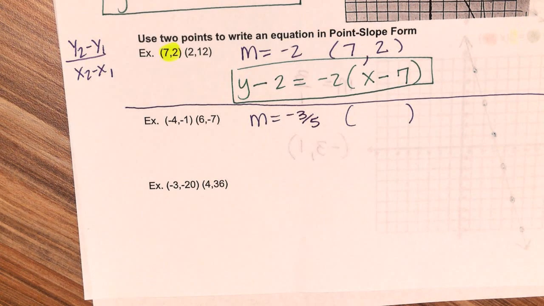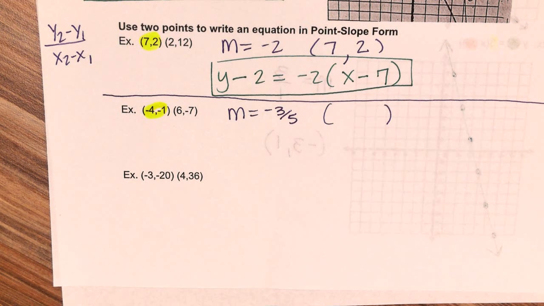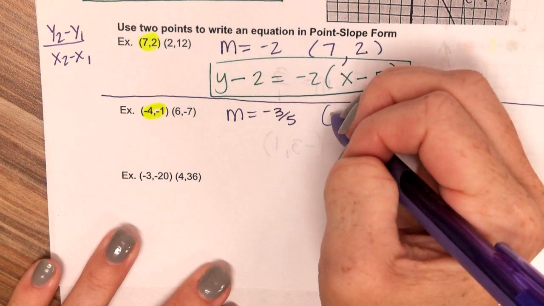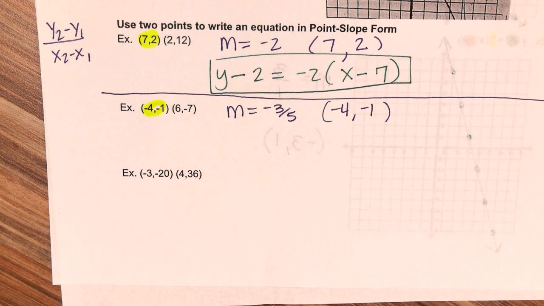All right, which coordinate do y'all want to use? The first one, negative 4, negative 1. All right. So I'm going to write that right here. I'm going to use negative 4, negative 1 as my coordinate.